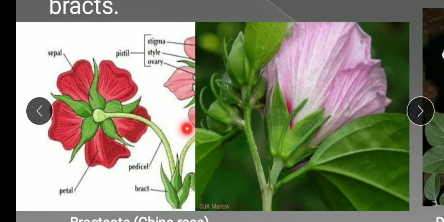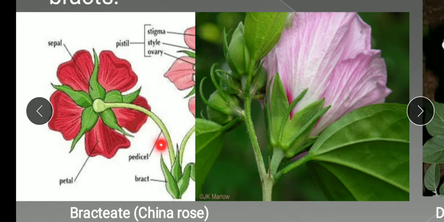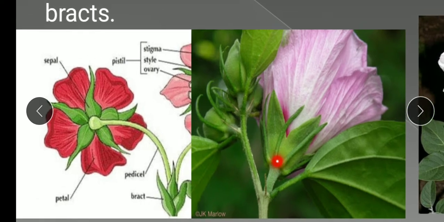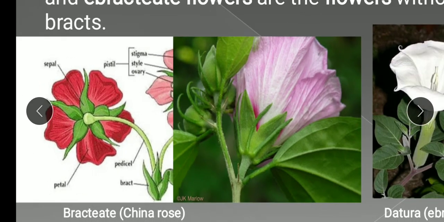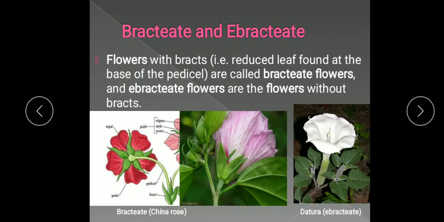When we see the flower, this is the pedicel or the stalk by which the flower is attached to the branch. At the base of the pedicel, a reduced leaf-like structure is present, which is known as the bract, and the flower with this bract is known as a bracteate flower. For example, China rose. You can see here the pedicel, and at the base of the pedicel this reduced leaf-like structure, the bract, so the condition is known as bracteate.